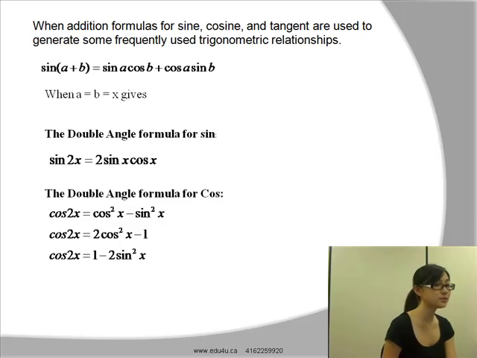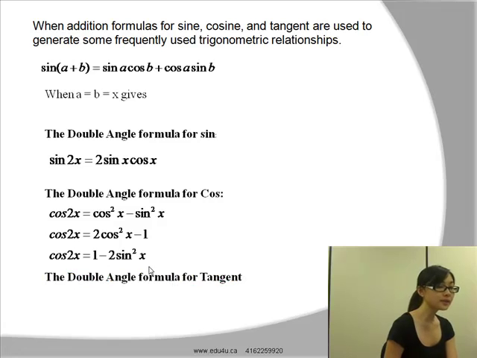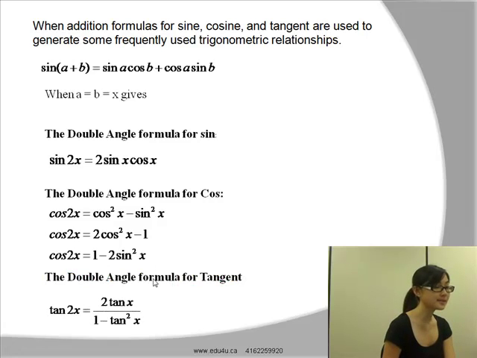And if we plug that into this equation, that will give us the second equation, cos 2x equals 2 cos squared x minus 1. And if we plug in cos squared x equals 1 minus sine squared x, that will give us the third equation, cos 2x equals 1 minus 2 sine squared x. The double angle formula for tangent is tan of 2x equals 2 tan x over 1 minus tan squared x.